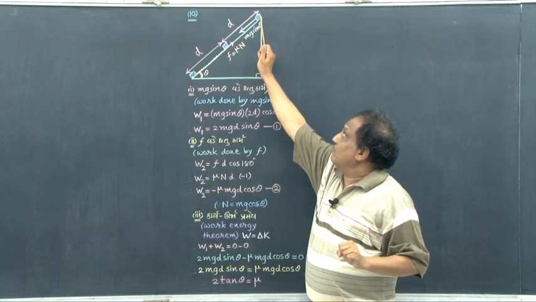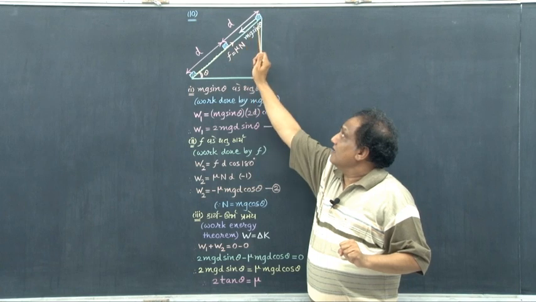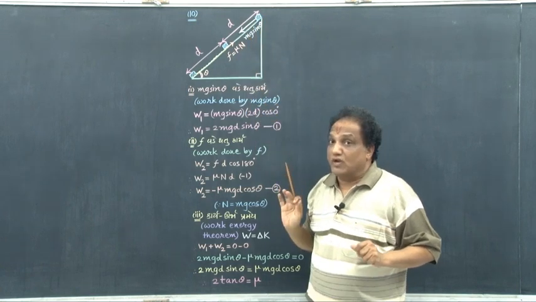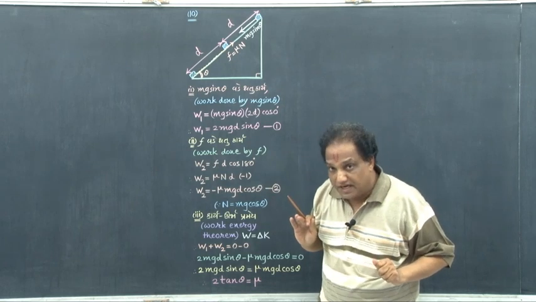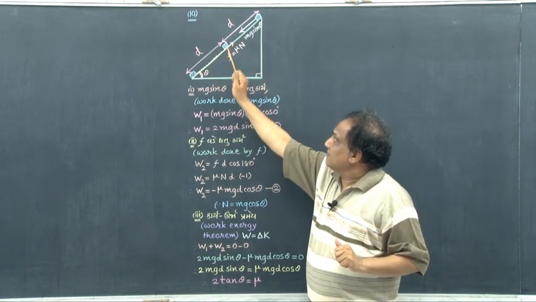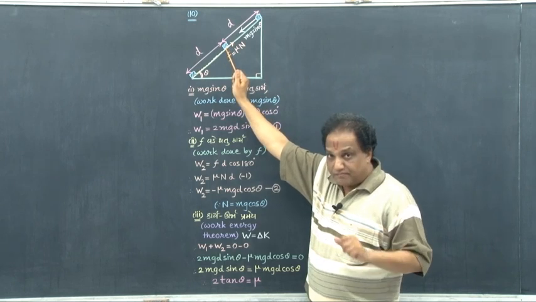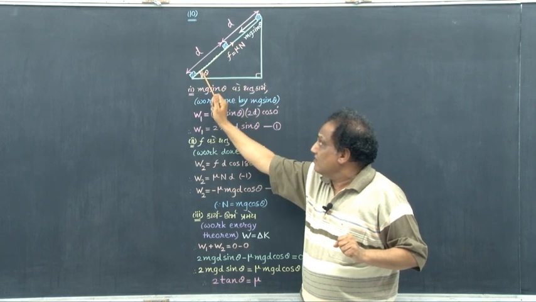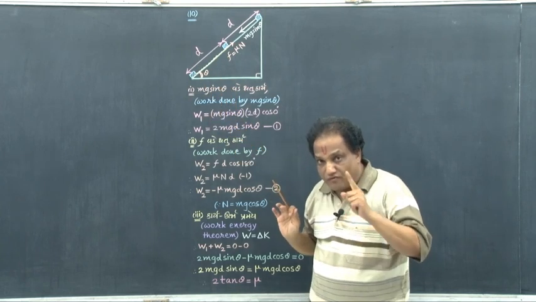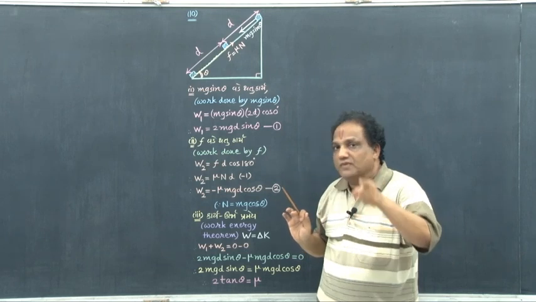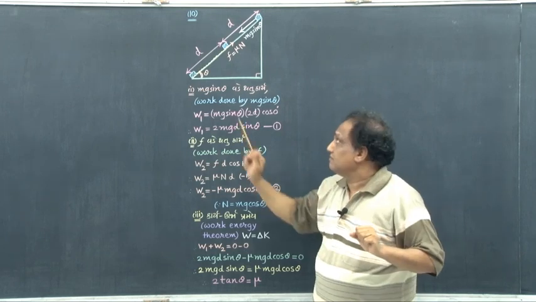When the block is moving from here to here, it is accelerated downwards this way, so its velocity goes on increasing, correct? At the midpoint of this length, the velocity becomes maximum, but then after that it has to move on a rough surface where it has to overcome the friction, and in doing so it will get slowed down.